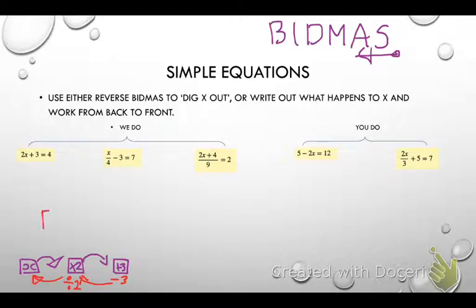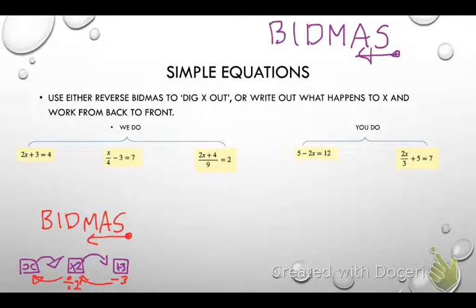So using our BIDMAS, you can see that if I work backwards, I'm going to deal with my addition subtraction first. So these two, and I look at that and I go, right, I've got an addition there of 3, and then after that's gone, I'm going to deal with my division multiplication, which is over here in the 2x. Okay.